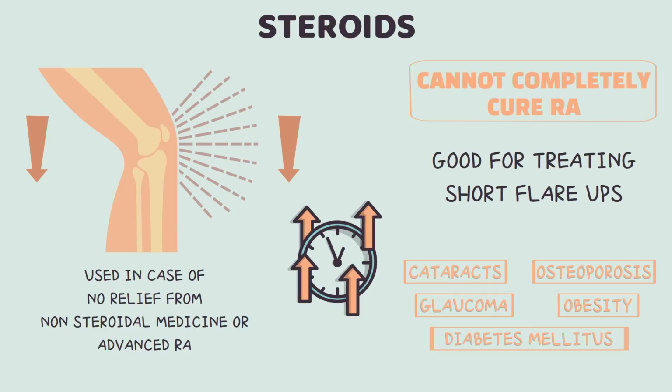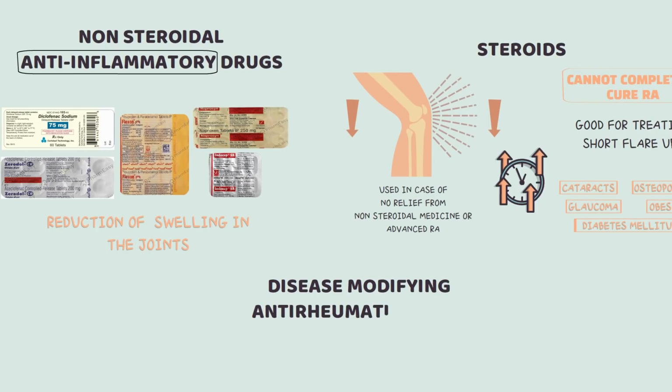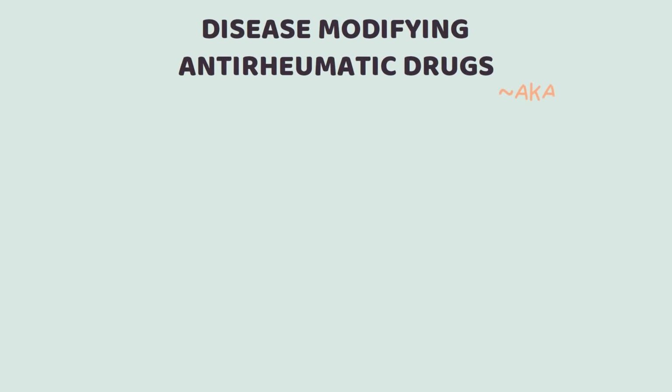The most important category of drugs that are used for treating rheumatoid arthritis are known as disease-modifying anti-rheumatic drugs, also known as DMARDs.